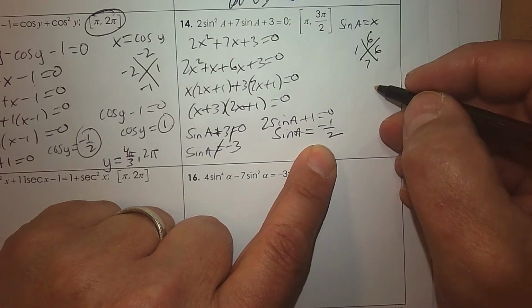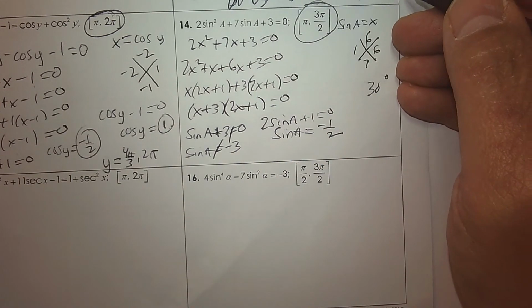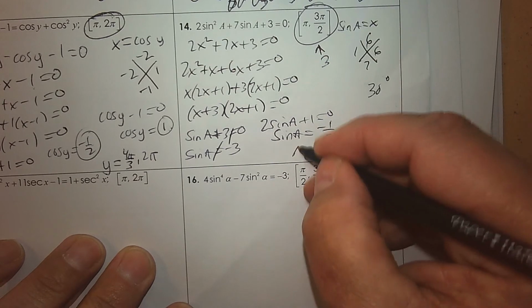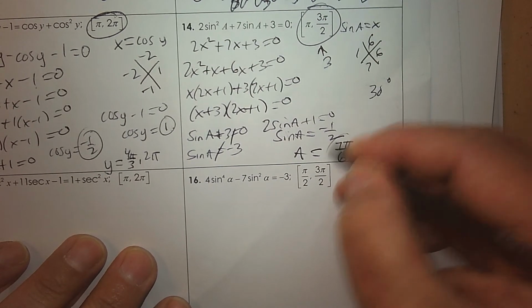What's the reference angle? So that's 30 degrees. We're only in quadrant number 4. That's what that is, or quadrant number 3, I mean. So in quadrant number 3, it would be 7 pi over 6.